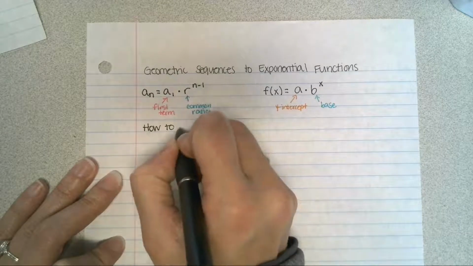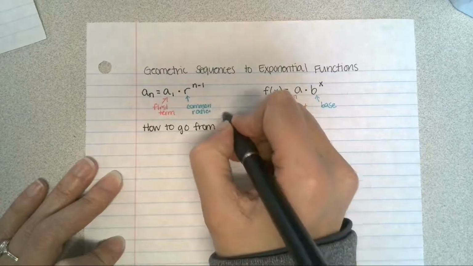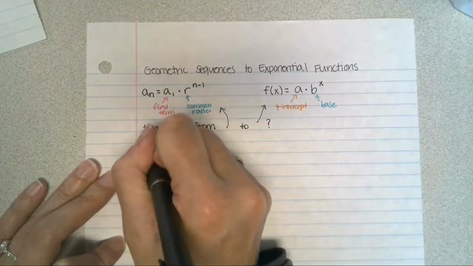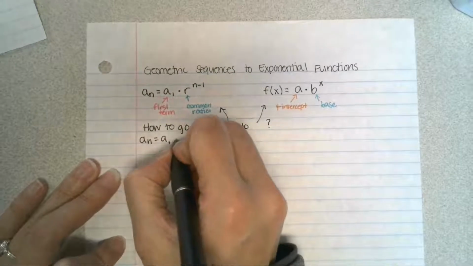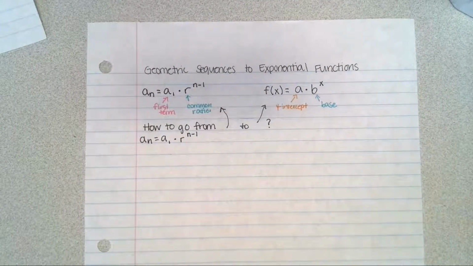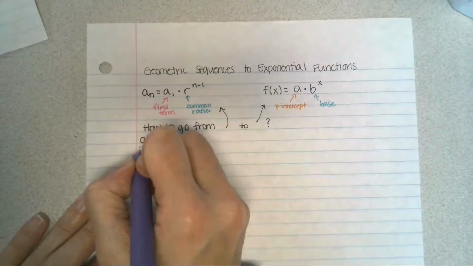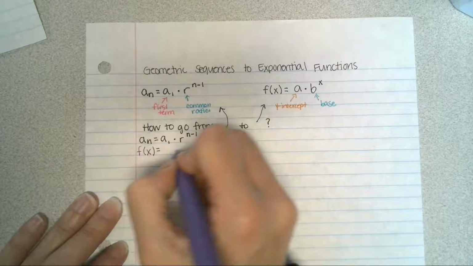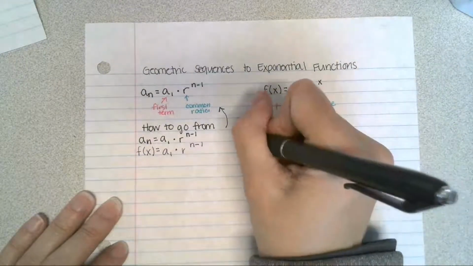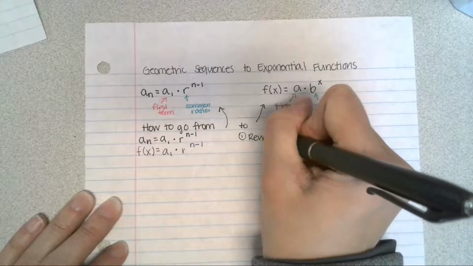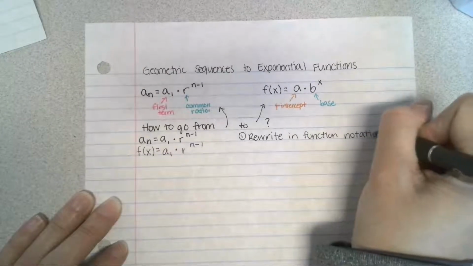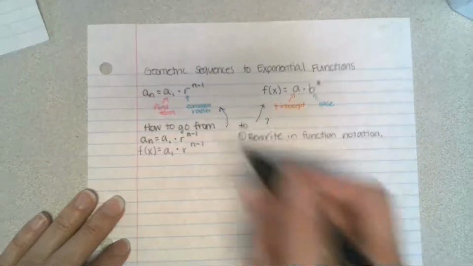So we're going to go from the sequence to the function. So starting with our sequence, a sub n equals a sub 1 times r to the n minus 1. So the first thing that we're going to do is we're going to go ahead and rewrite. We know a sub n has to be rewritten as f of x equals. And then I'm going to keep everything else the same. So step 1, rewrite in function notation. That's all we're going to do for step 1, and that happened right here.